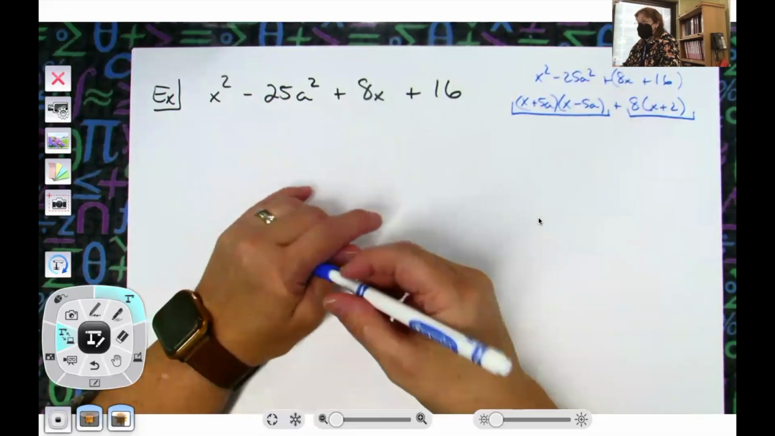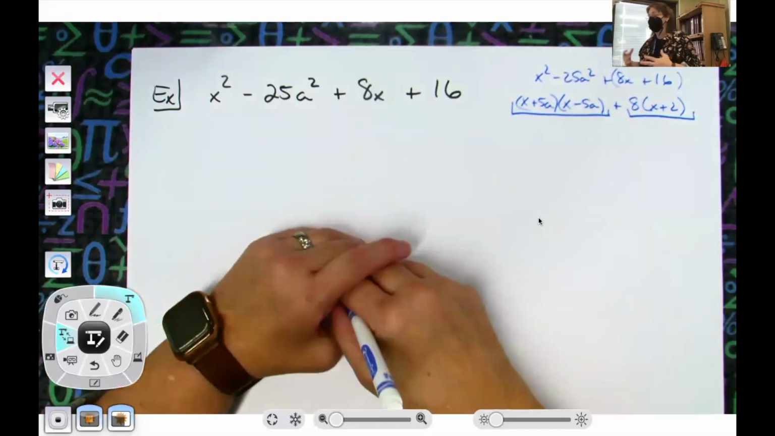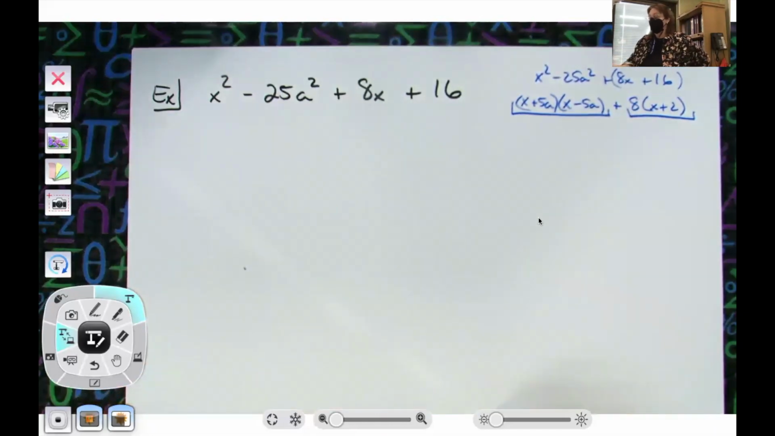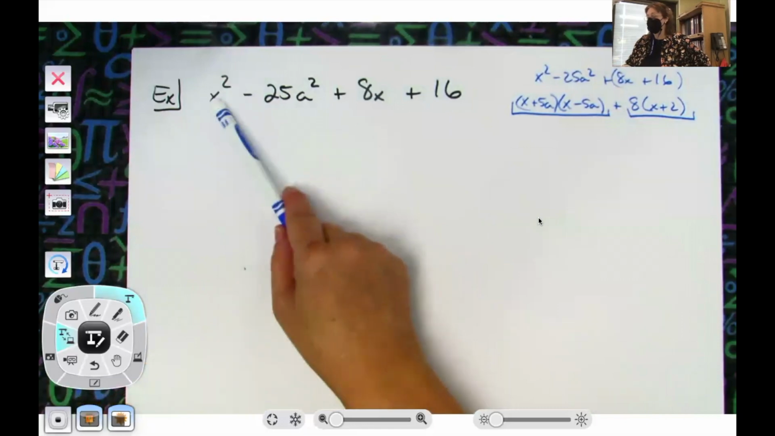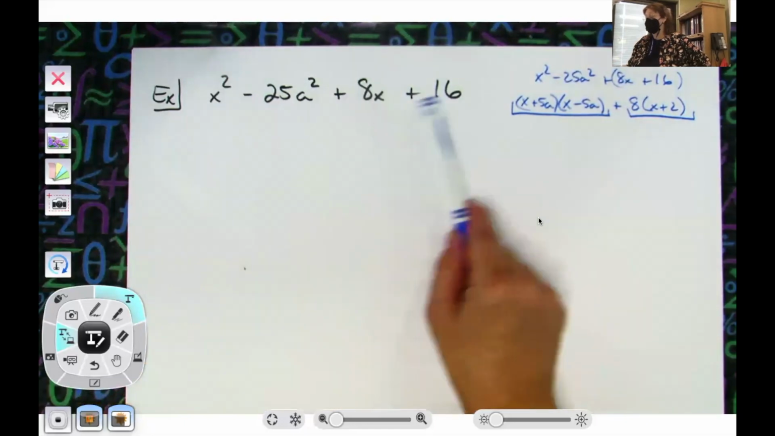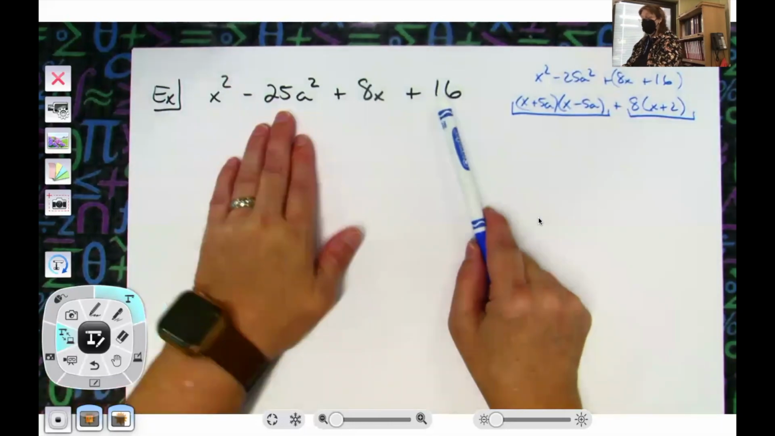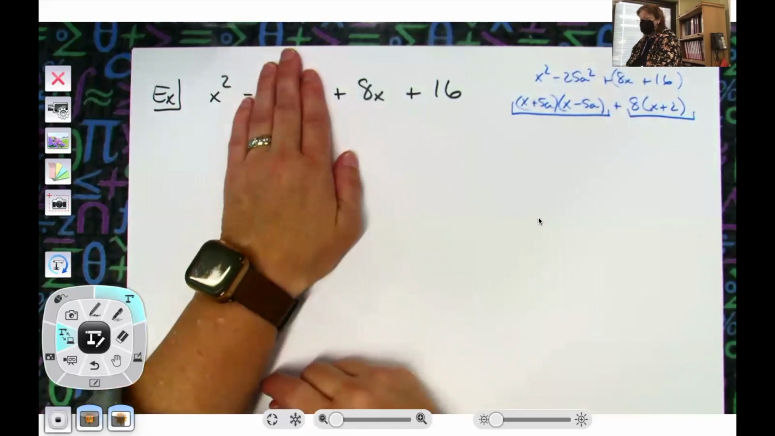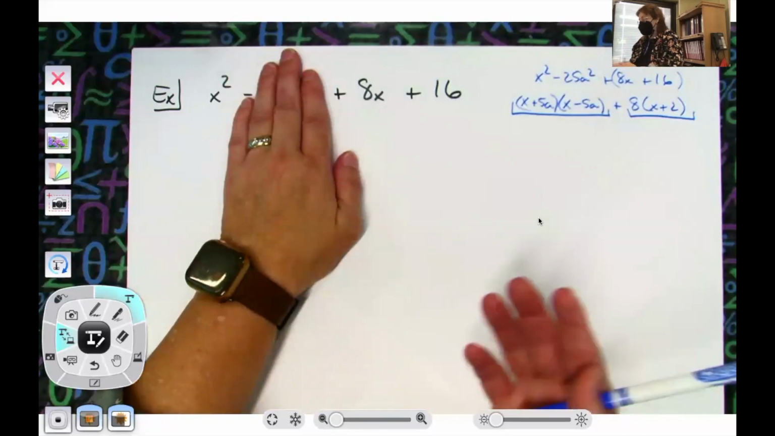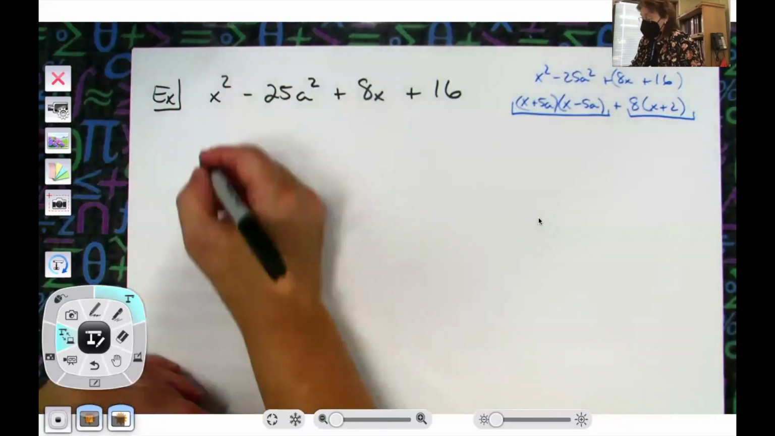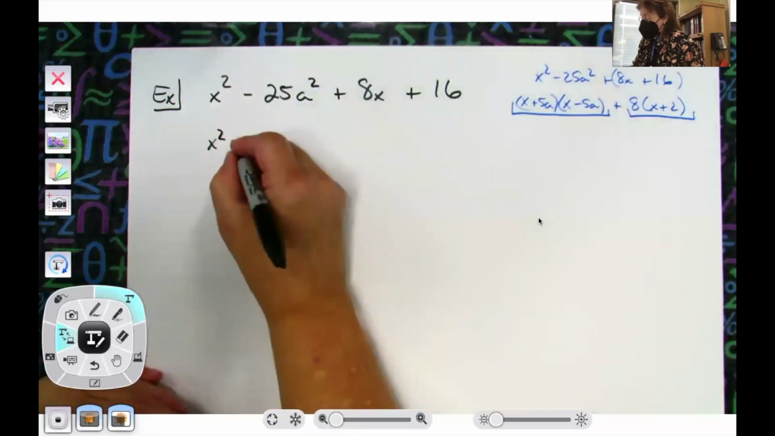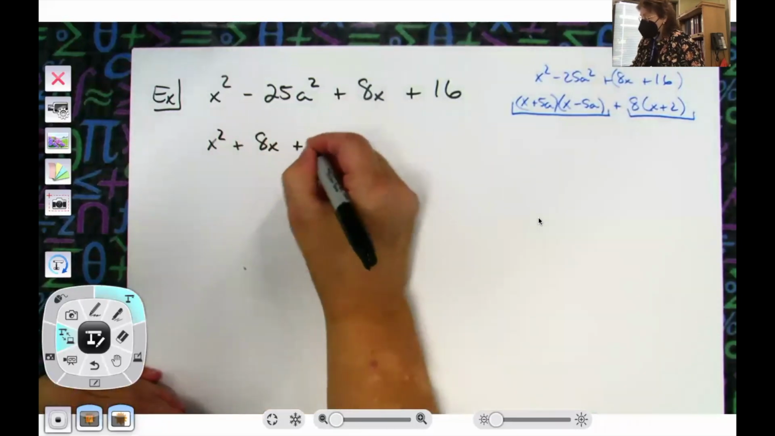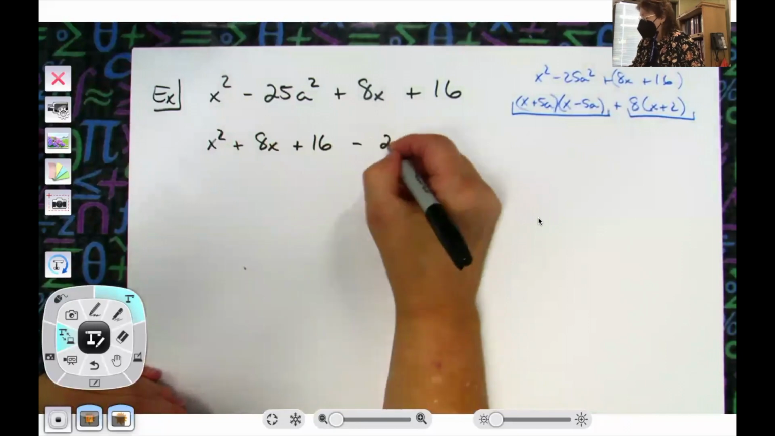Now this is where you really have to be able to visualize and see what you've got going on here. I have an x squared term, I have an 8x, and I have a 16. If this right here wasn't there, doesn't that look like a traditional trinomial that we write all the time? I can legally rearrange these terms any way I want because I'm just adding and subtracting, right? That's community property. So I could rewrite x squared plus my 8x plus my 16 minus my 25a squared.